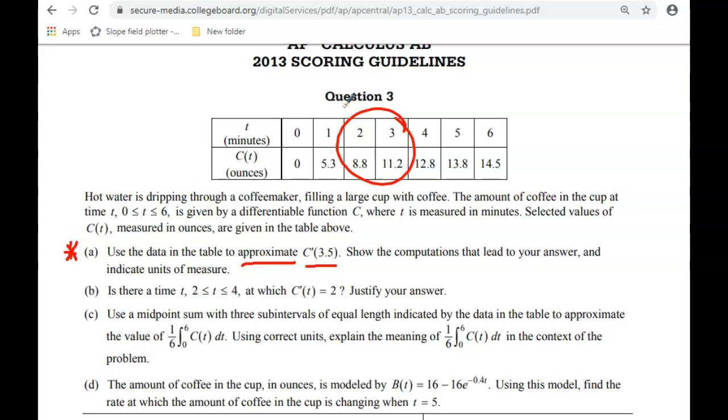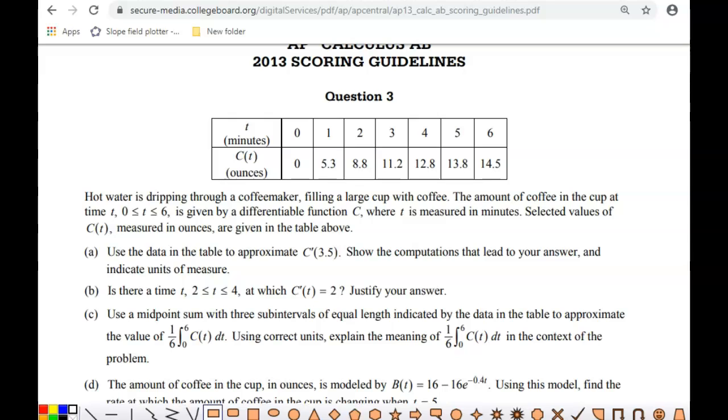As for part D, let's go ahead and take a look at that. The amount of coffee in the cup in ounces is modeled by the function you see there. Using this model, find the rate at which the amount of coffee in the cup is changing when t equals 5. So if you're looking for a rate of change, that means you're looking for the derivative of it, right? So let's go ahead and do that.